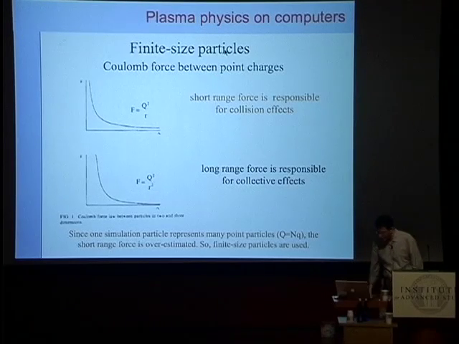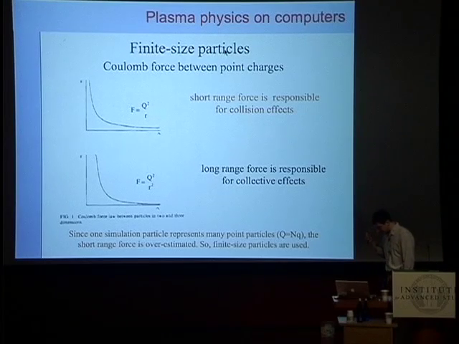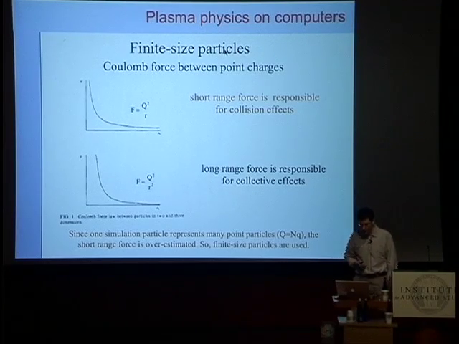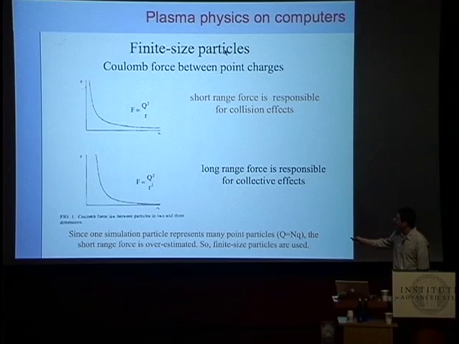OK, so how do we deal with collisions here? If you actually had point particles, then the collisions are really due to the short-range interactions. So the fact that the force, Q over R squared, increases quite rapidly as you go towards the location of the particle. So the short-range interaction is what gives you collisions. The long-range interaction is what gives you collective effects, right?